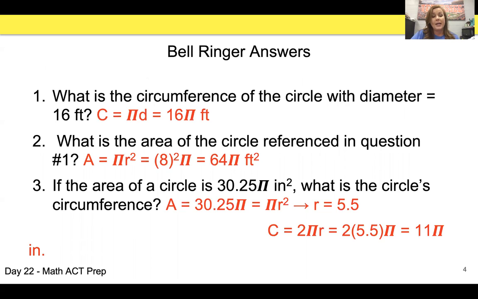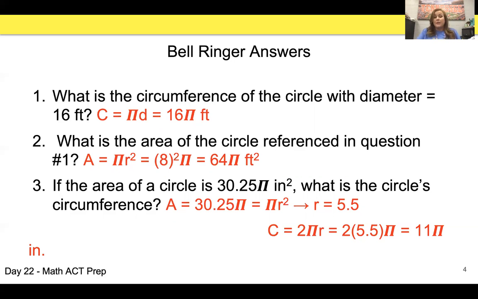Okay, welcome back. If we look here, when we have the circumference, we can use either the diameter or the radius in the formula, because 2 times the radius is the same thing as the diameter. So if the diameter is 16 feet, you just got to slap a pi on it. 16 pi feet. It's linear units, so there's no exponent.